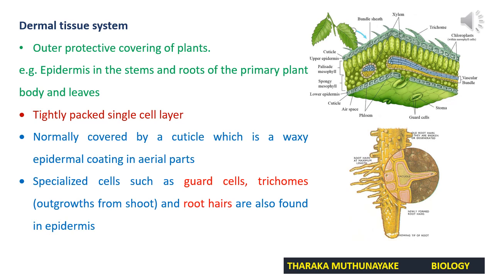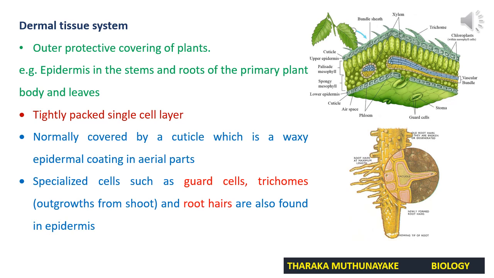Not only in leaf and root, this epidermis is found in stem as well during the primary growth. But remember, as we said earlier, during the secondary growth in woody plants, this epidermis is replaced by periderm. We can discuss it later.